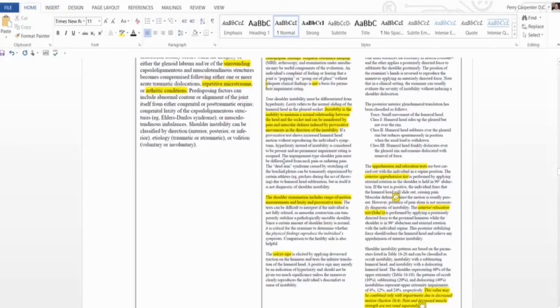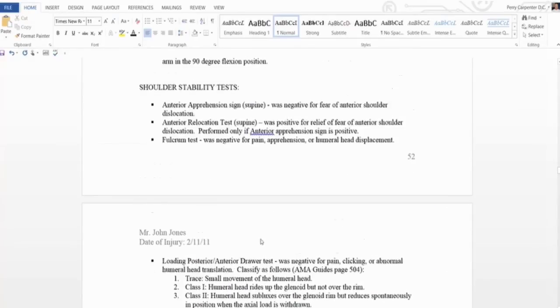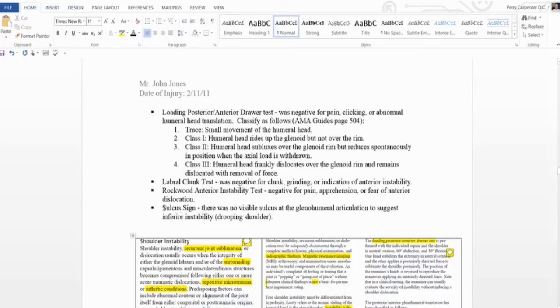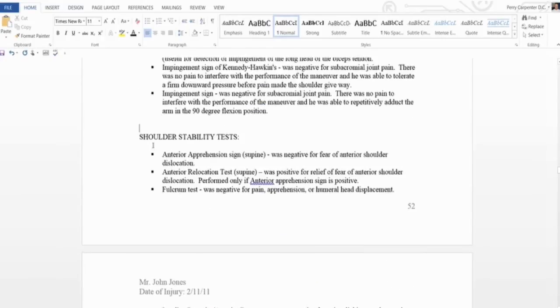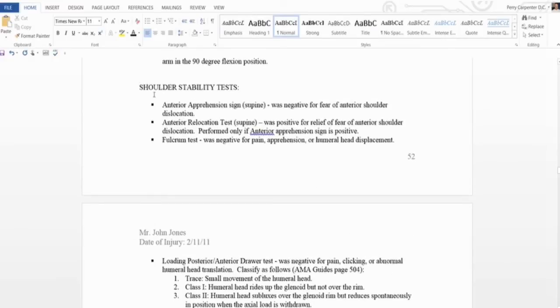Here's where in the text of the AMA guides, it describes all of the physical examination maneuvers, such as the loading, posterior anterior drawer test, the apprehension and relocation tests, the Jobe test, and all of those. Make sure that you perform each and every maneuver that's described by the AMA guides. And in this particular template, I've even thrown in a couple of extra tests, such as the labral crank test, the Rockwood anterior instability test, and others, including the sulcus sign, which is described right here in the AMA guides. Notice right here, the AMA guides describe the sulcus sign. So for the impairments, such as shoulder instability, it pays to have all of the information immediately available to you so you can guide your examination towards the evaluation of the presence or the absence of the permanent impairments.